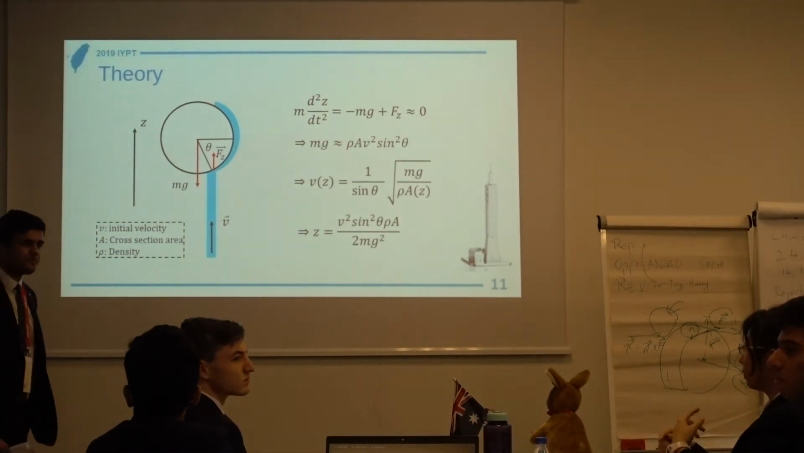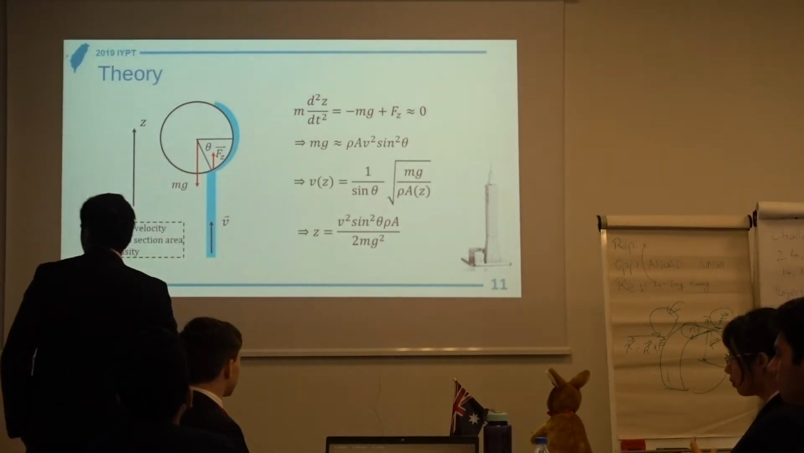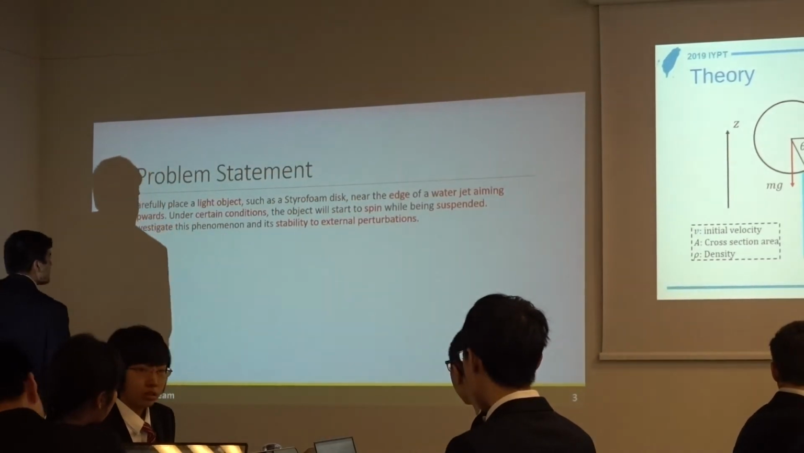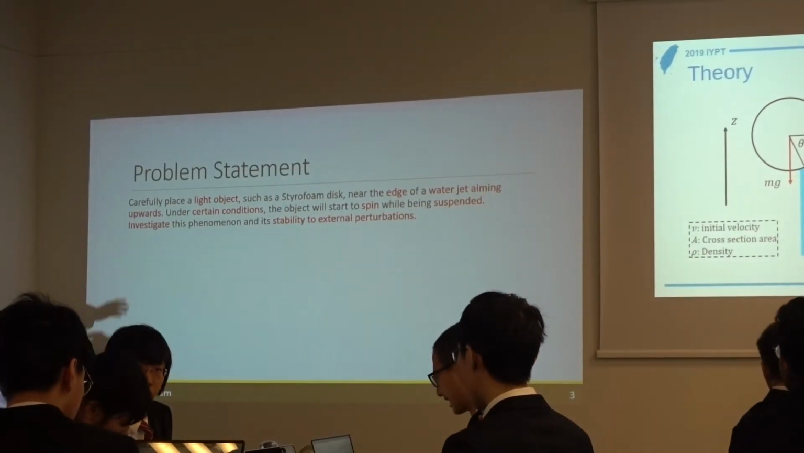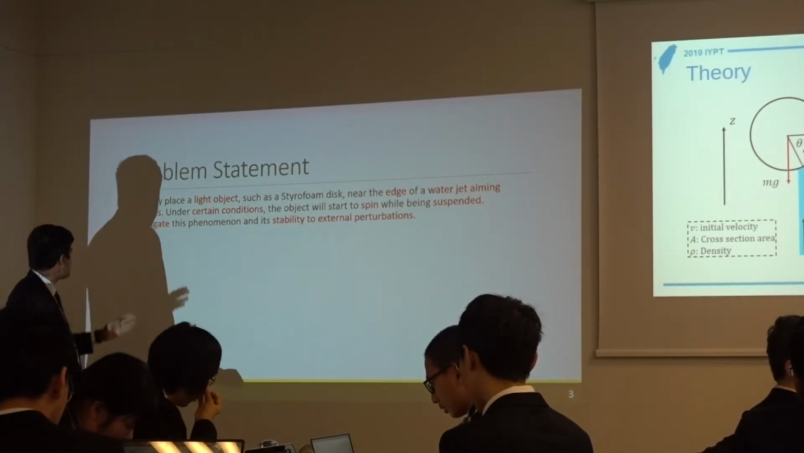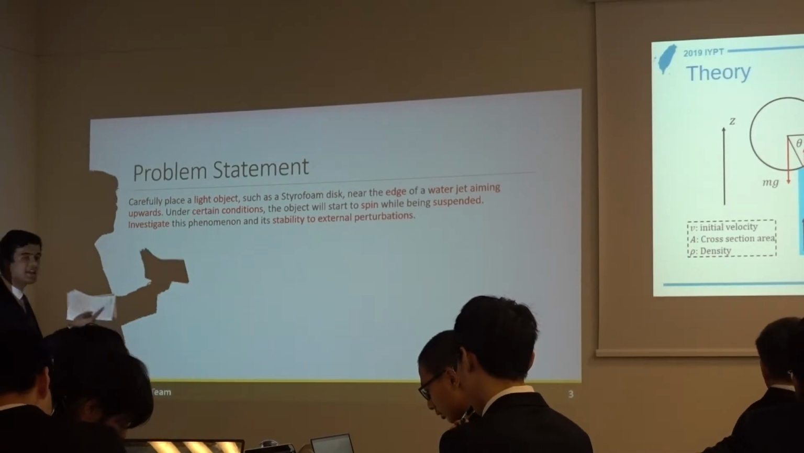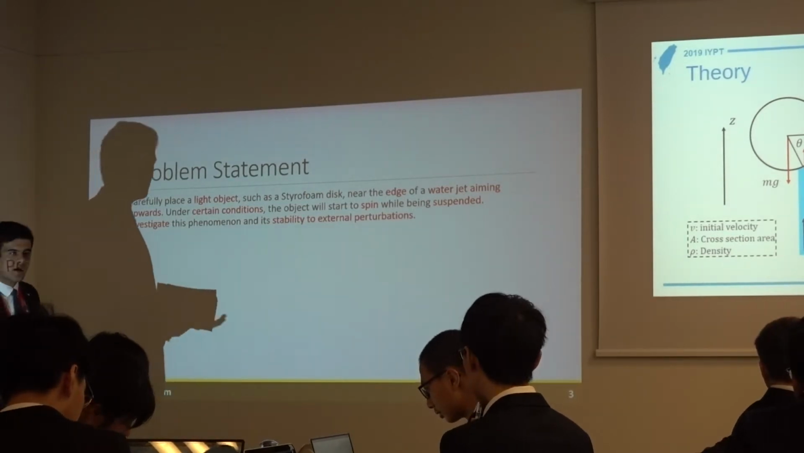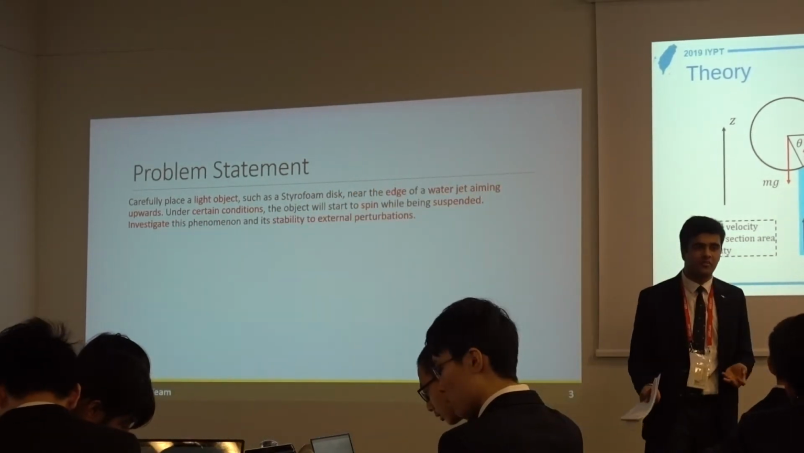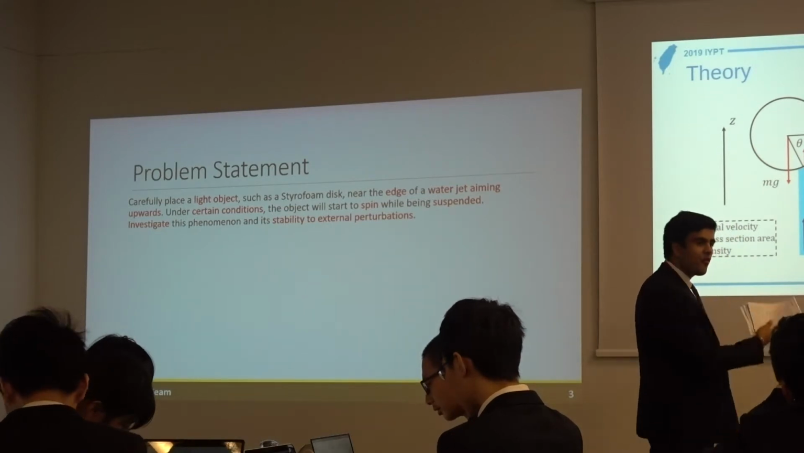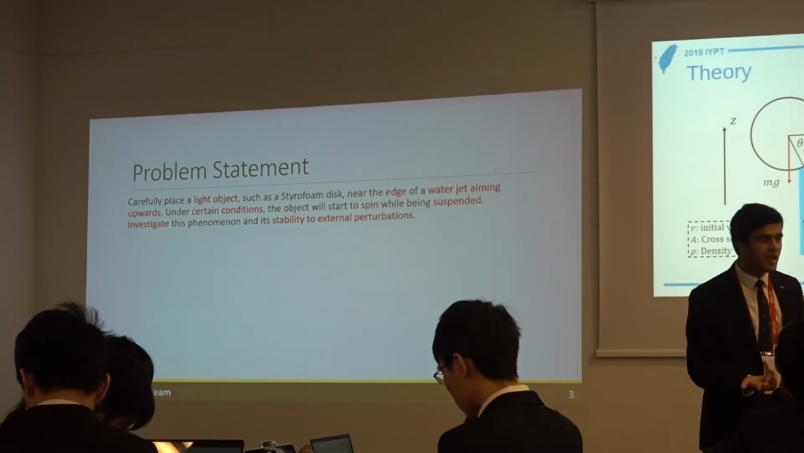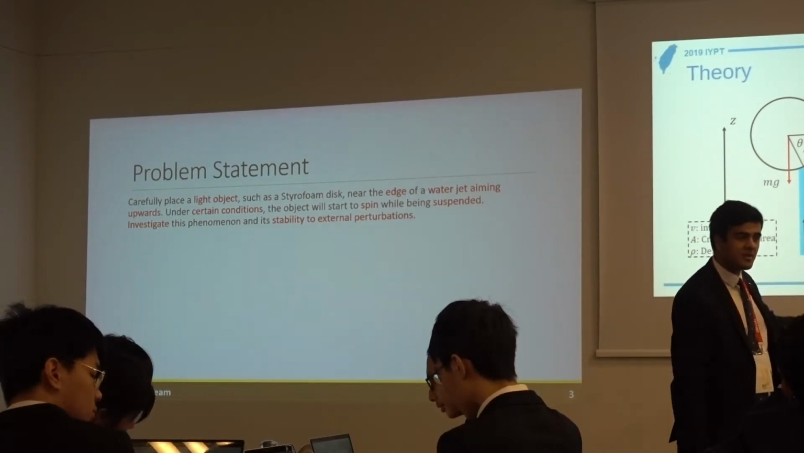Okay, but I'll ask your opponent to summarize the discussion. The problem statement explicitly asked to investigate a water jet aiming upwards, and said that under certain conditions the object will start to spin while being suspended, and the question asks us to investigate external perturbations and stability. As seen, the reporter is unable to provide any certain conditions for why the system stays on. They talk about the Coanda effect, some of the forces, but what's the intuitive understanding of the physics? There is no actual qualitative explanation of why the phenomenon works, other than some mathematical models.